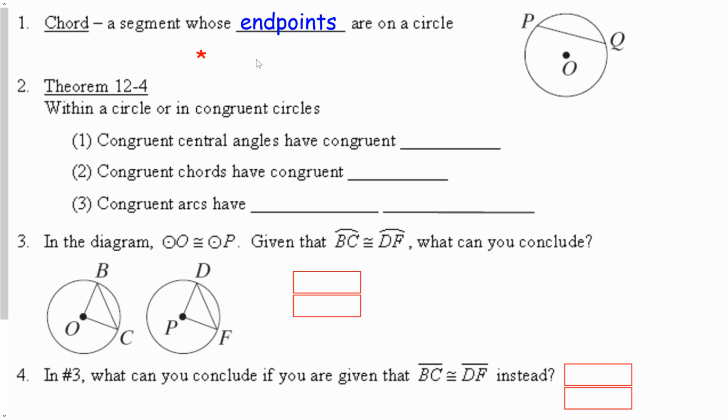When we deal with chords inside of circles, we also have related arcs to those chords. So in this case, chord or segment PQ and arc PQ are what are called related to each other. So when we say it's related arc, we have to know what we are referring to.